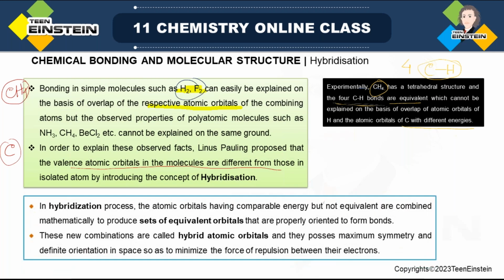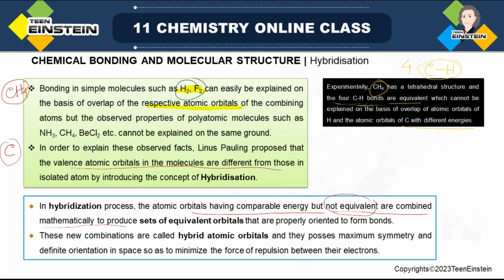So in the hybridization process, what happens? The atomic orbitals that have comparable energy. It is not that all atomic orbitals have comparable energy; their energies must be close to each other. Then only can you combine and hybridize them. So atomic orbitals having comparable energy, but remember, not equivalent, are combined mathematically. Some mathematical calculations are involved, we will not go into that. When combined, they produce sets of equivalent orbitals that are properly oriented to form bonds. So that is actually hybridization.